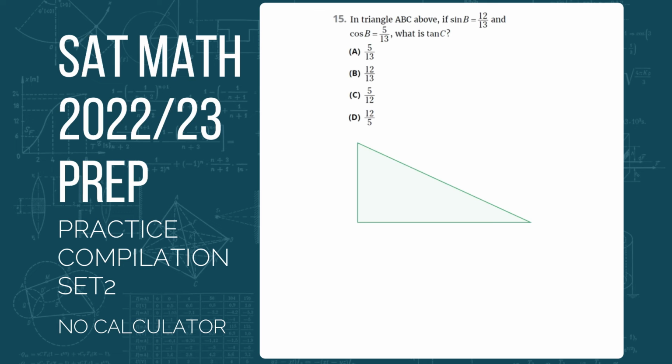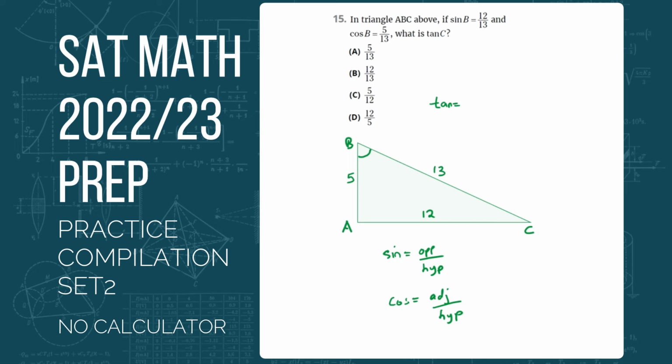In triangle ABC, if sine B was 12 over 13 and cos B was 5 over 13, what is tan C? Let's recall, sine is equal to opposite over hypotenuse. Cos of an angle is equal to adjacent over hypotenuse. So we're talking about angle B here. Sine B: opposite was 12, the hypotenuse is 13, and cos of B was 5 over 13.